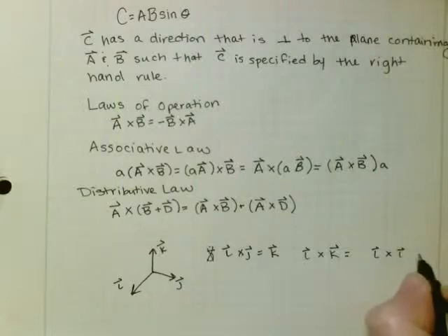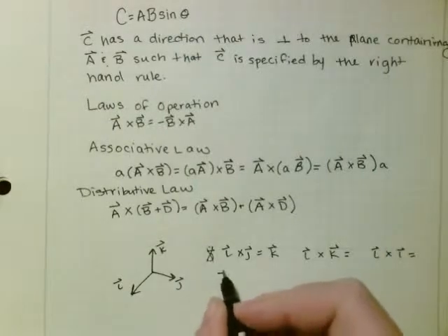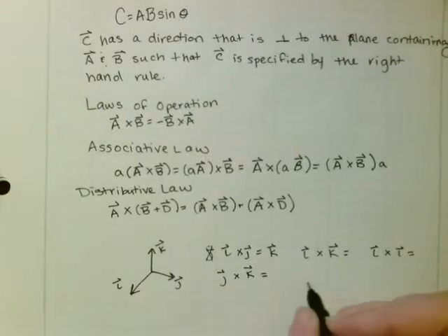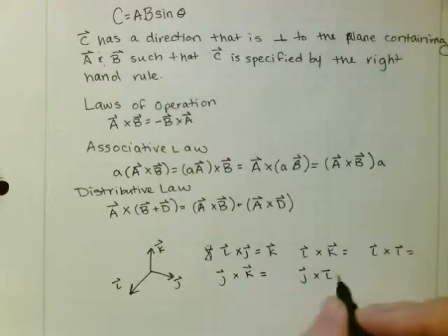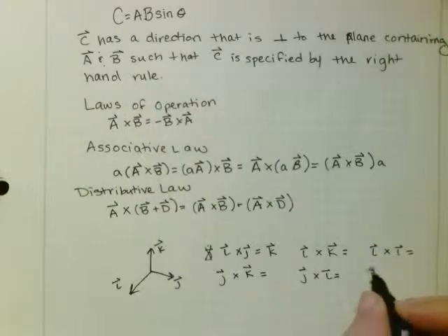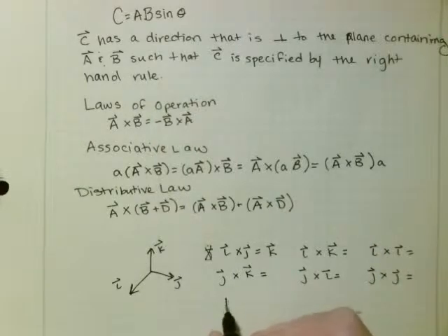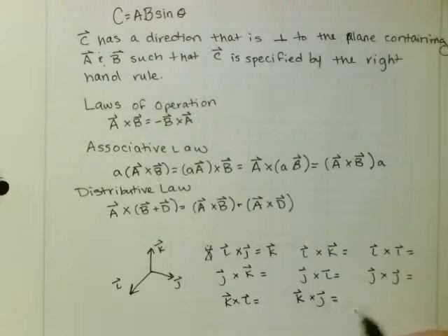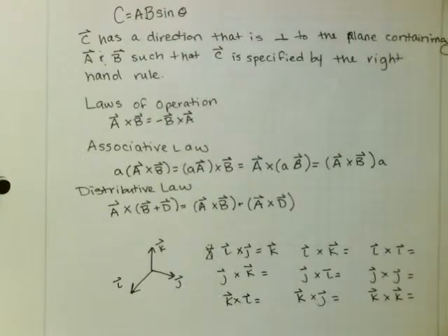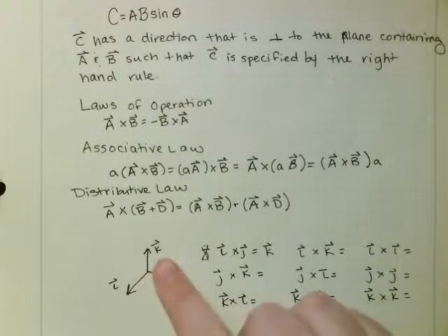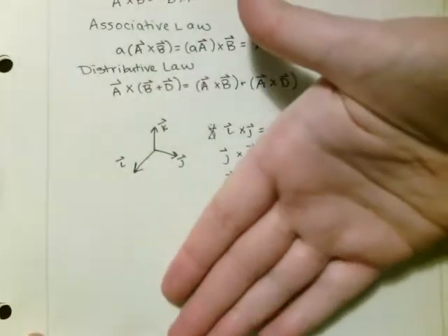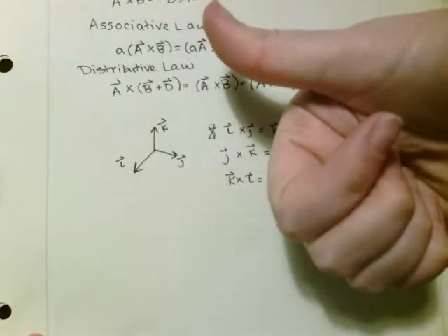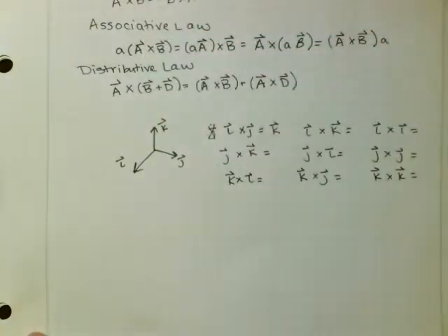I cross I, J cross K, J cross I, J cross J, K cross I, K cross J, and K cross K. Okay, so let's start looking at these. So if we had I cross K, you'd point your fingers in the direction of I, curl towards K, and my thumb would be pointing in the negative J direction.